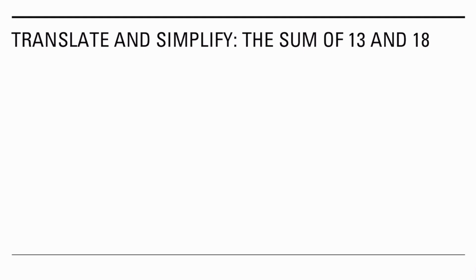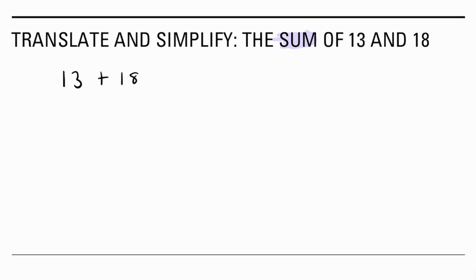So now we have to translate and simplify. So to translate, what we do is we turn a worded phrase into a numerical phrase or a numerical expression. And so when we're looking at things, we're looking for key phrases or key words. And so when we're looking for sums, we're looking for things that are added together. And so we see two numbers there. So we see 13 and 18. So to translate this, we would have 13 plus 18.